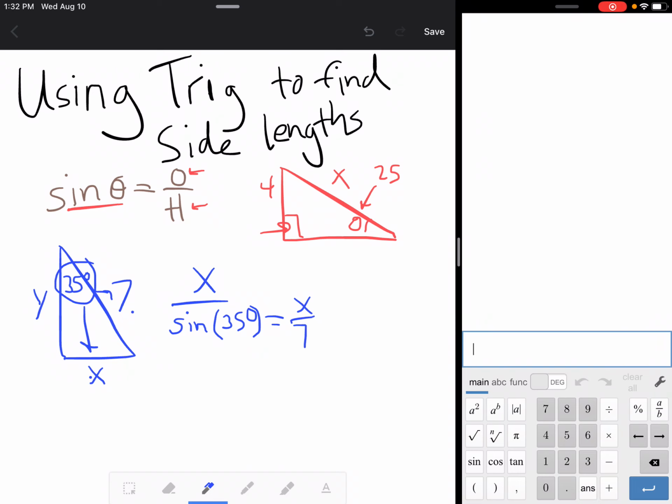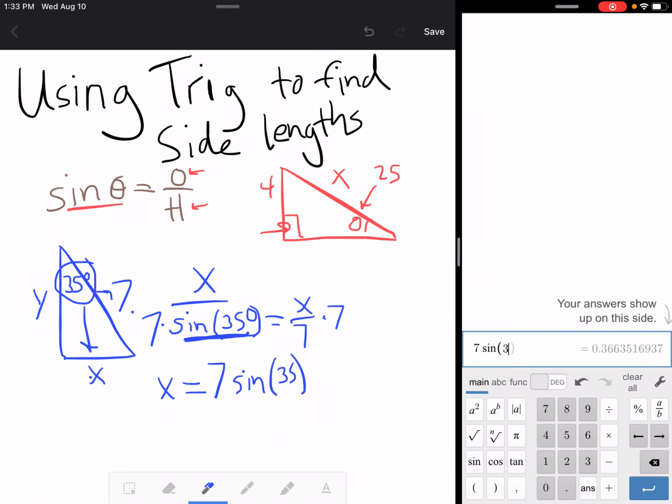Now this might look weird, but we've got to remember that sine 35 is just a number. That's why I have a calculator; we're going to type that in and figure it out. If I want to figure out what x is, I need to get it by itself, so I'm going to multiply both sides by 7. So x is going to equal 7 sine 35, and that's my answer. X is equal to 4.02, give or take.